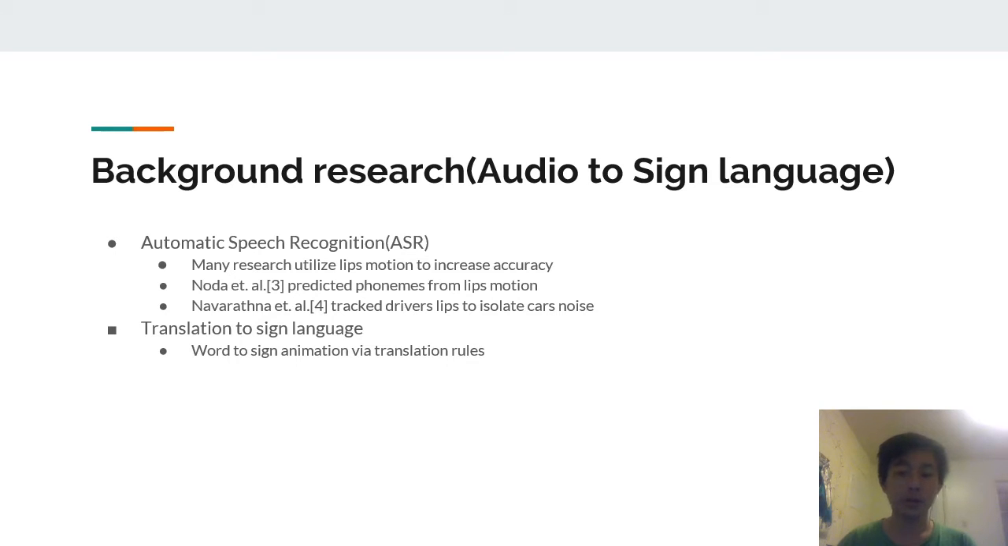And regarding audio to sign language, for automatic speech recognition, many researchers utilize lip motion to increase accuracy. Noda has predicted phonemes from lip motion. Ratna has tracked a driver's lips to isolate the car's noise. And for translation to sign language, most of them simply use word to sign animation via translation rules.